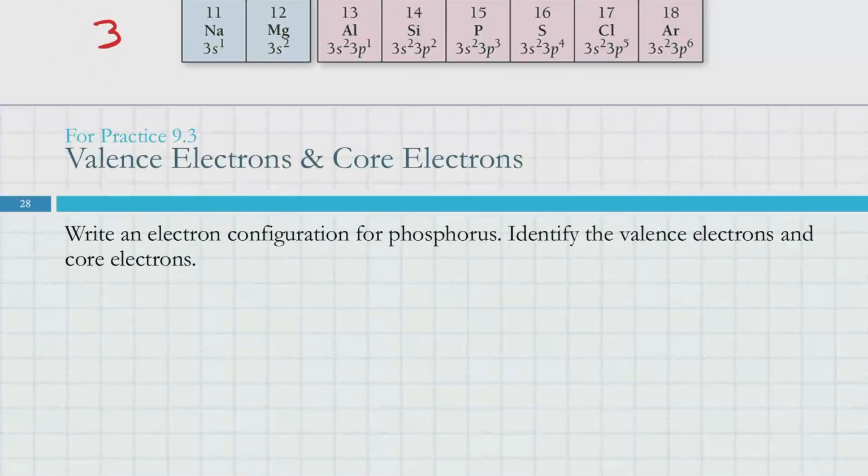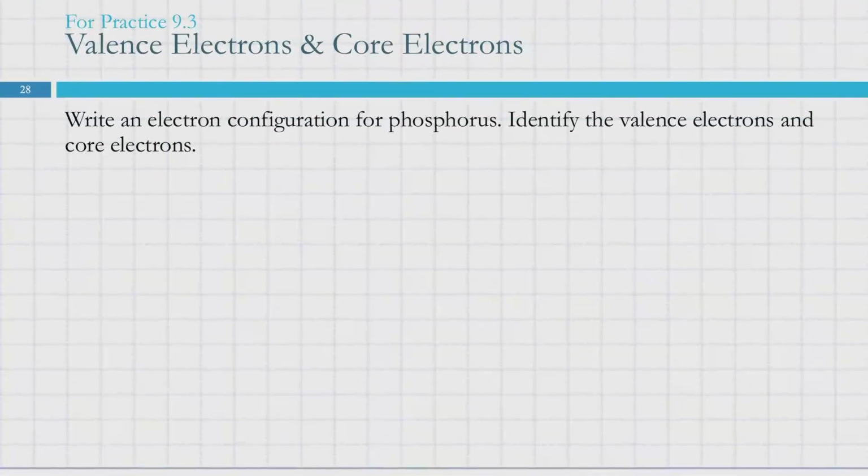Okay, we want to write an electron configuration for phosphorus and identify the valence electrons and core electrons. So first thing we need to do is find phosphorus. Phosphorus is P. We find phosphorus in row 3, and it's over on the right side of the periodic table. So it has 15 in the upper right corner.